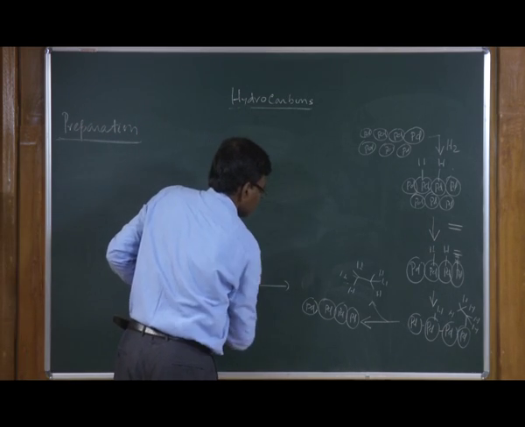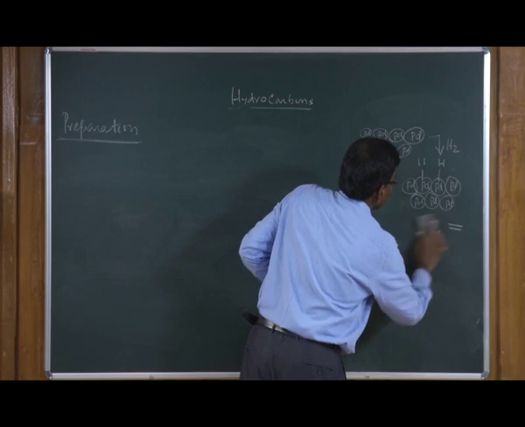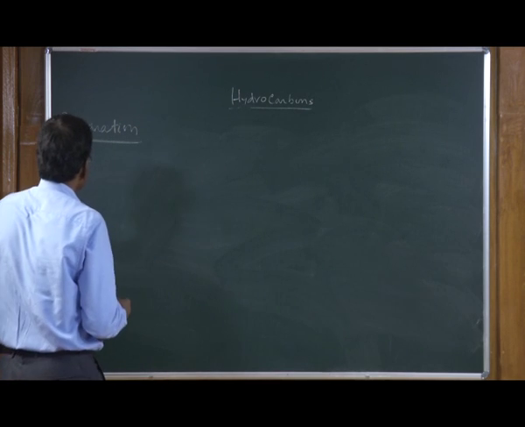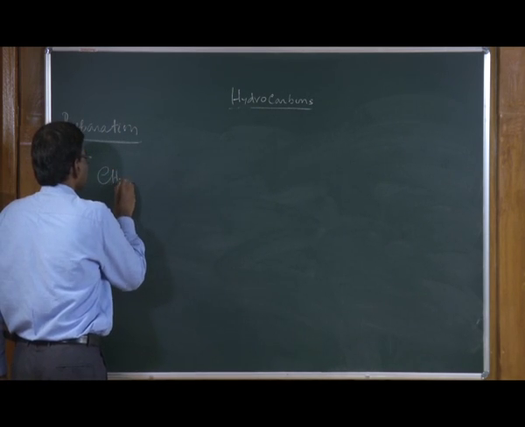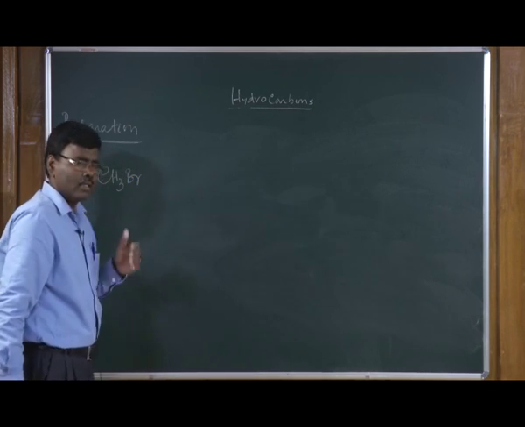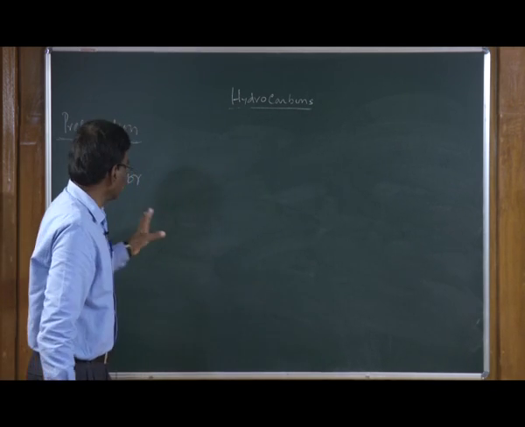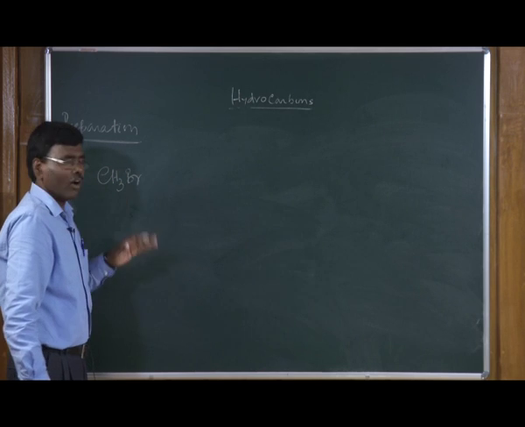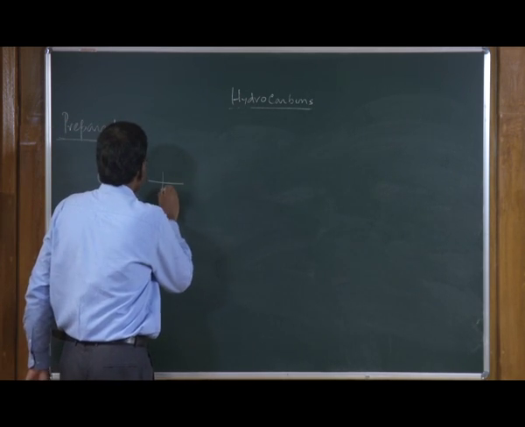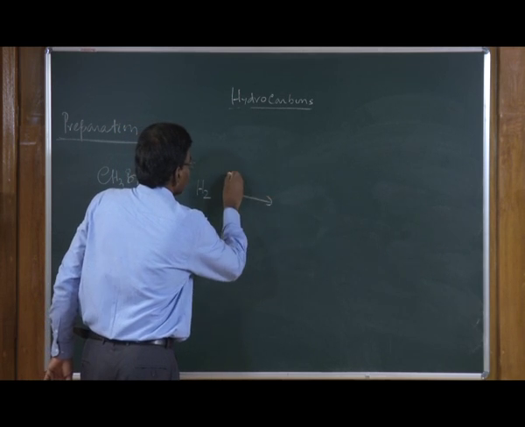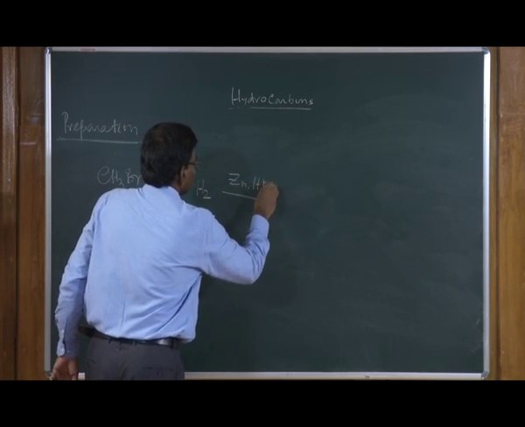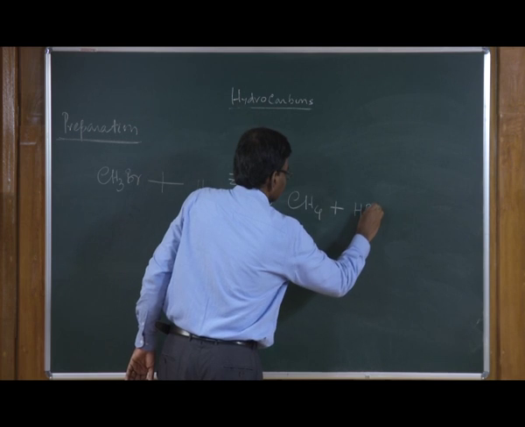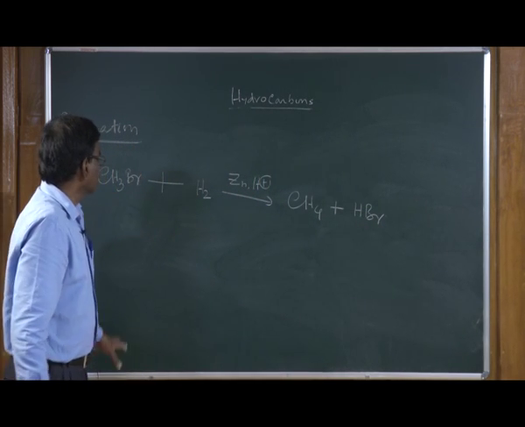The second example is reduction using nascent hydrogen. If we have an alkyl halide like bromomethane or bromooctane, it can be chlorine or iodide, no problem, but if you have fluorine, it does not react. When you treat bromomethane with zinc and HCl, it can be reduced into methane and HBr. So, this is a reduction reaction.